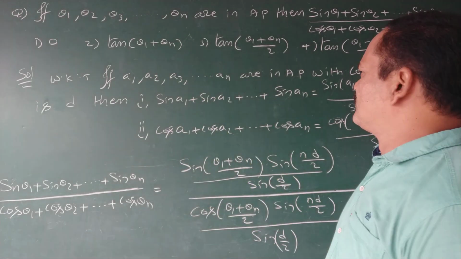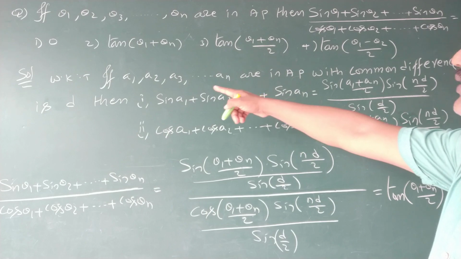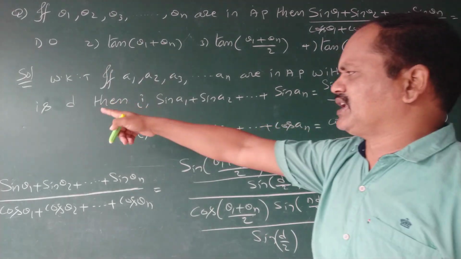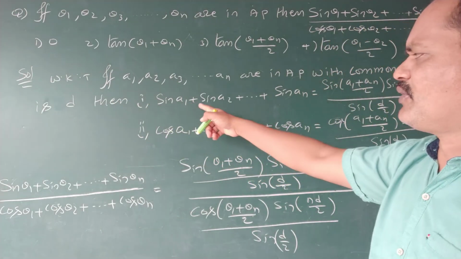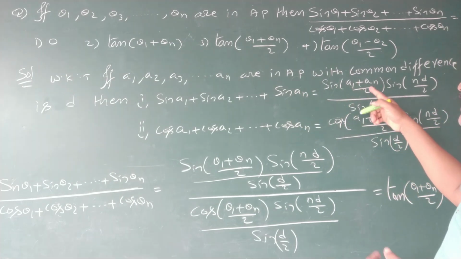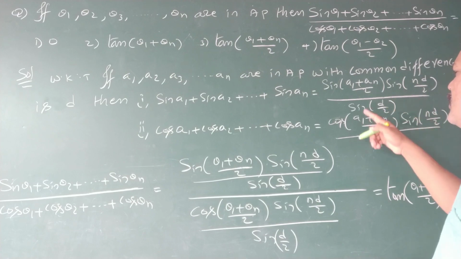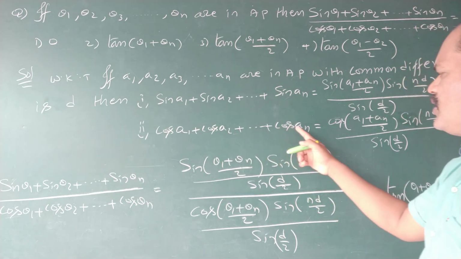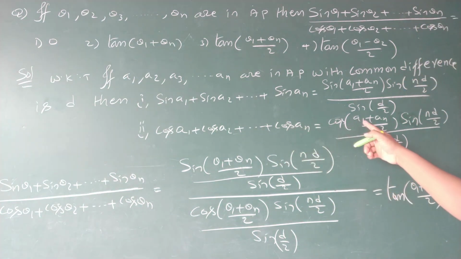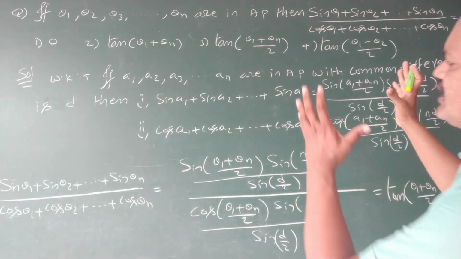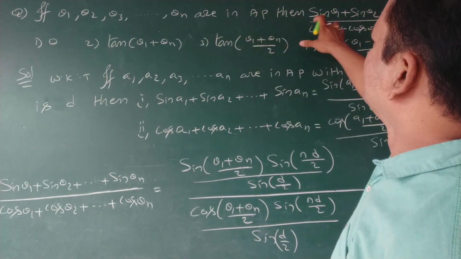So we know one formula: if a1, a2, a3, and so on up to an are in AP with common difference d, then sin a1 plus sin a2 plus so on plus sin an is equal to sin((a1 plus an)/2) into sin(nd/2) whole by sin(d/2). Similarly, cos a1 plus cos a2 plus so on plus cos an is equal to cos((a1 plus an)/2) into sin(nd/2) whole by sin(d/2). According to these two formulas we have to apply them in this expression.